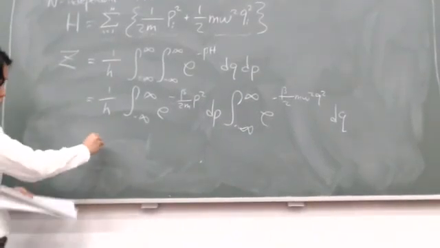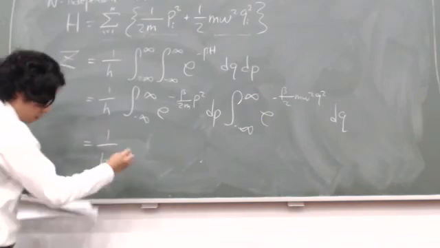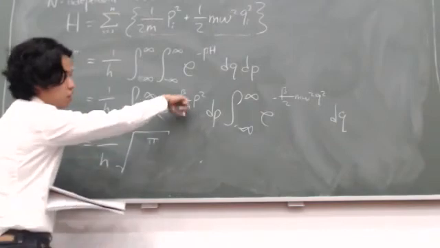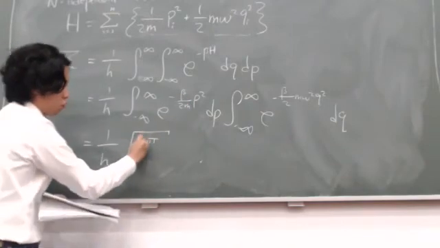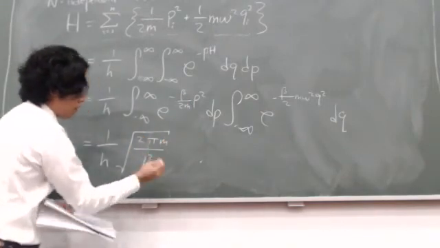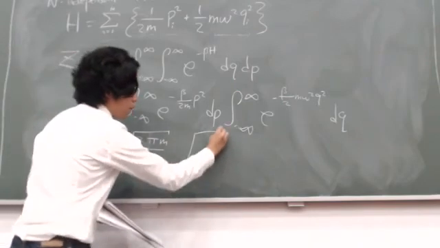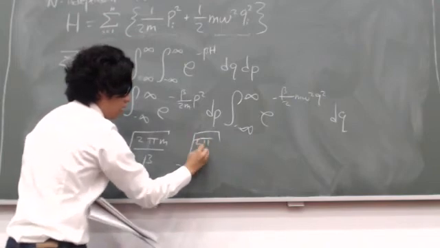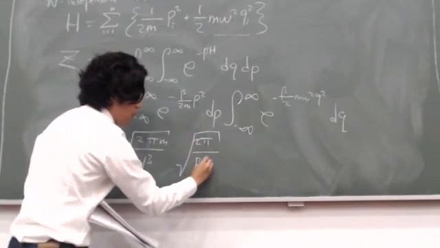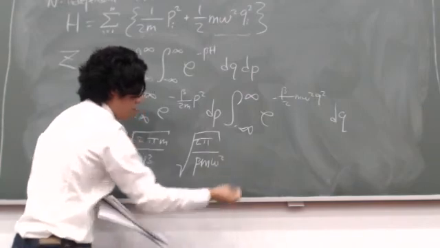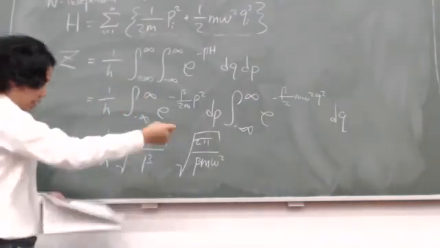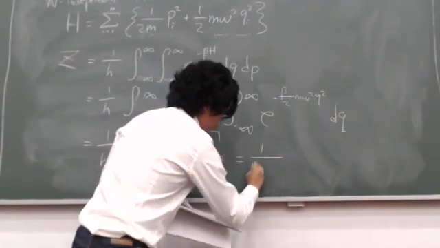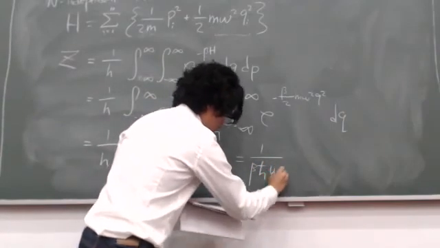So this will just be equal to 1 over h square root of pi over the prefactor of this thing. So it's pi over beta on 2m for the first one, and then square root of pi over all of those things, so 2 pi over beta m omega squared. And then collect the like terms and you end up getting 1 over beta h bar omega.